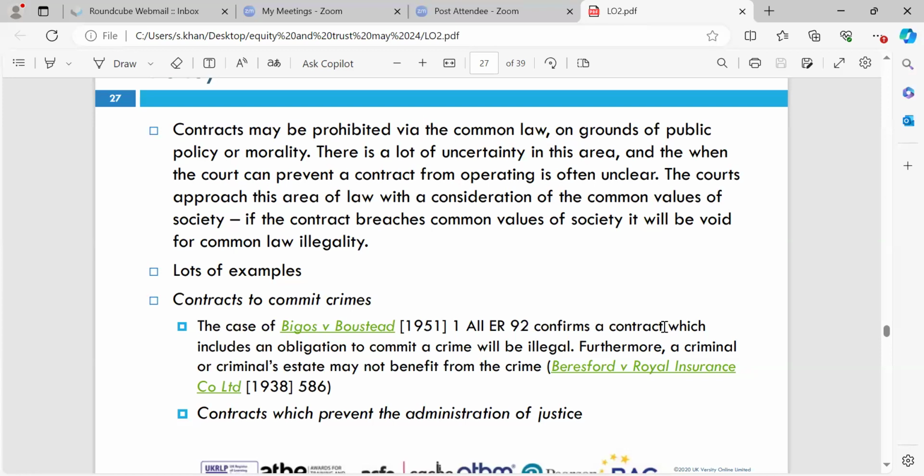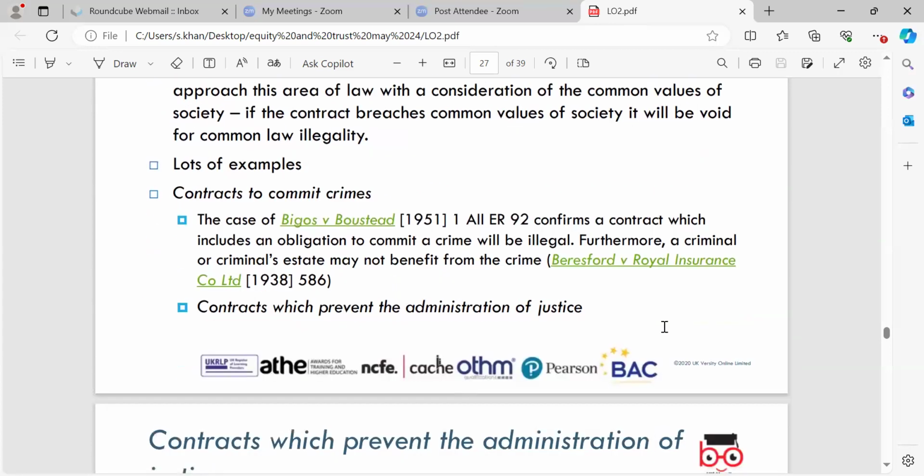There are lots of examples. Contracts to commit a crime: the first one was Bigos v Bousted, which confirmed that a contract which includes an obligation to commit a crime would be illegal. And this was furthermore identified in the case of Beresford v Royal Insurance.